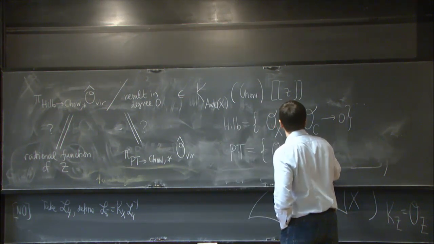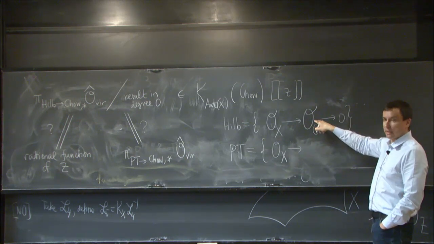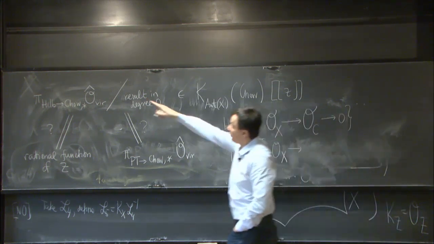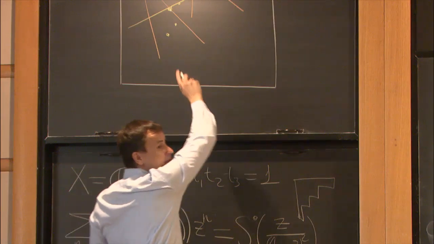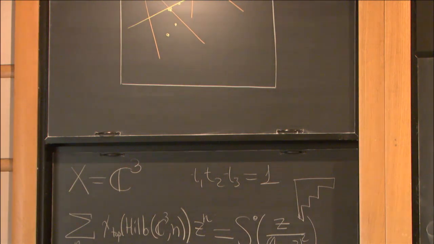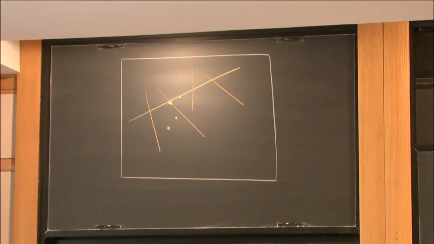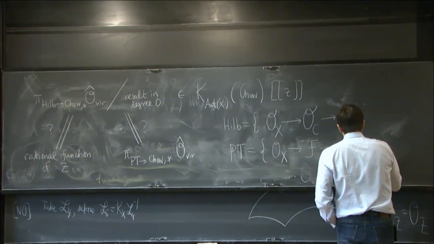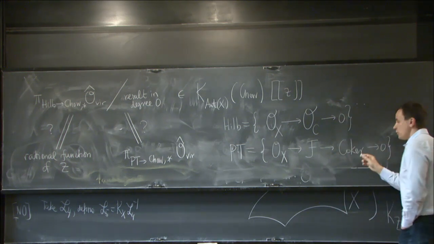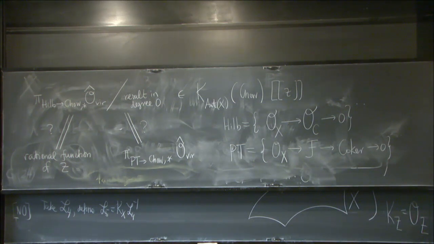So namely, this guy can have points. This guy can have torsion, right? These are zero-dimensional subsheaves. And so now you allow a cokernel. Okay, this is technical, but it's a useful space to have in mind.